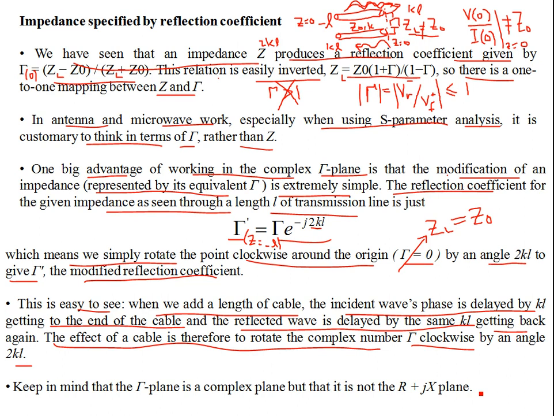So you are rotating the phasor. It's just like a phasor, so you're rotating it clockwise by an angle 2kl. Just keep in mind that the gamma plane is a complex plane, but it's not like an Argand diagram, simply a diagram in which you have the real and imaginary parts, like the S plane, or a complex variable plane which has real and imaginary parts. So there is a difference, and we're going to look at it.